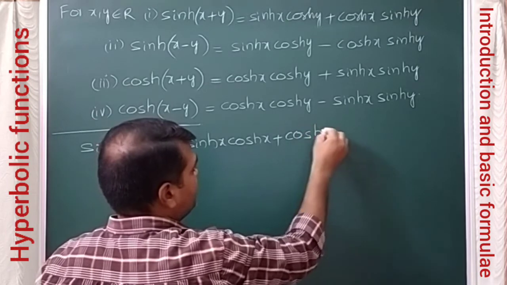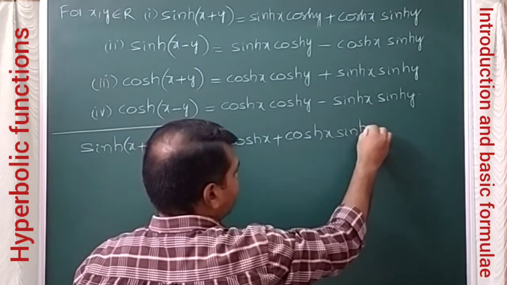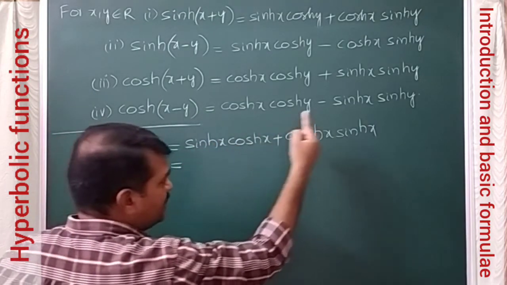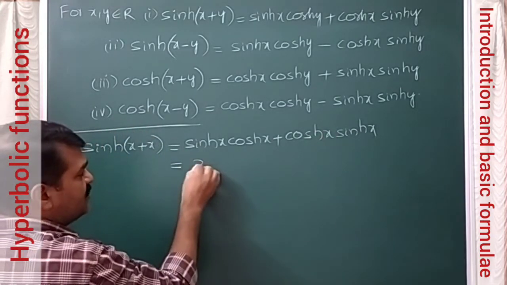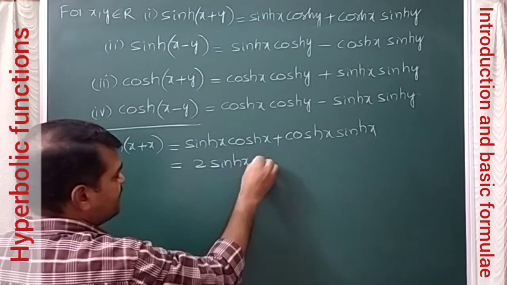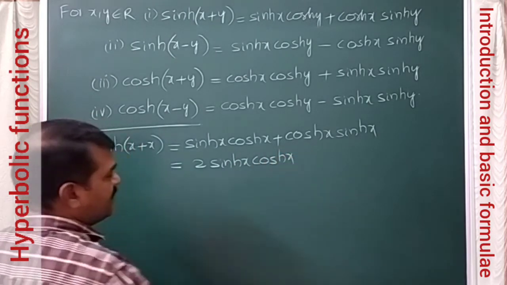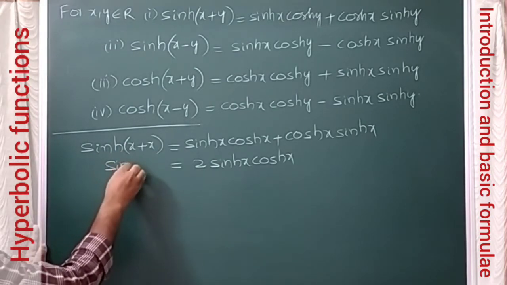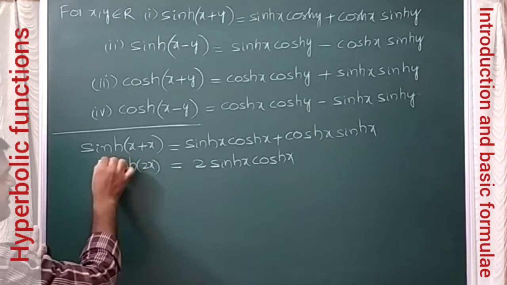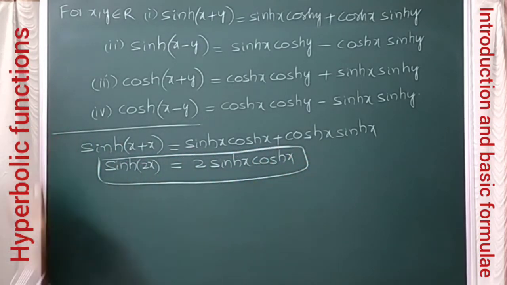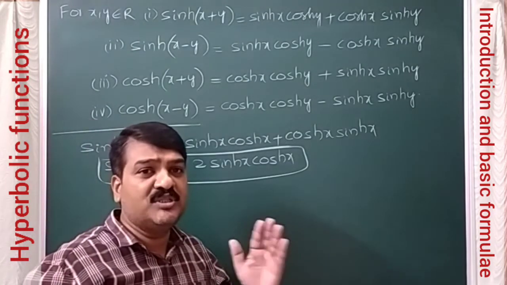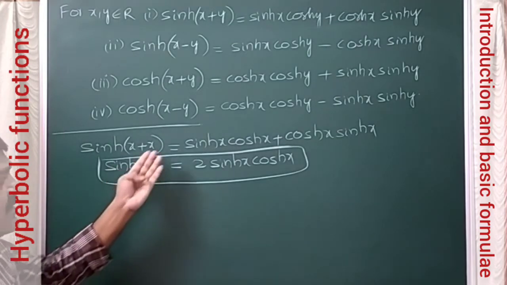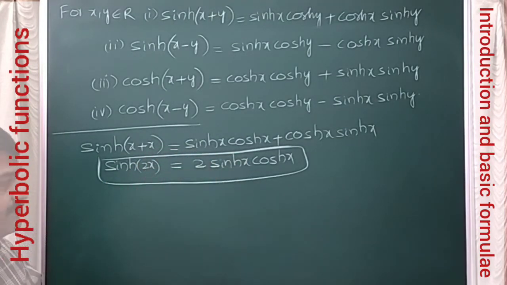Wherever you find y, write x in place of that. So sinh x cosh x, this is also sinh x cosh x only. So we can write this as 2 sinh x cosh x. So sinh of x plus x, that means sinh of 2x. This is the formula for sinh of 2x. It is similar to the sin 2 theta formula which we have in trigonometric functions. See, sin 2 theta is 2 sin theta cos theta, it is similar to that.